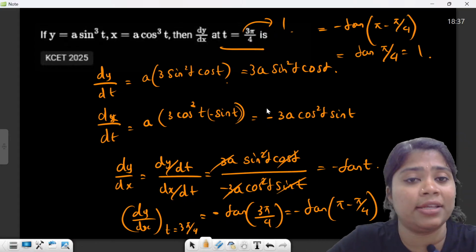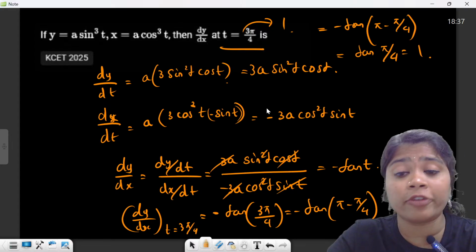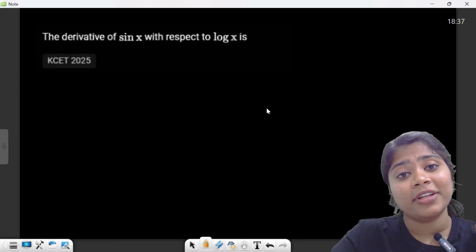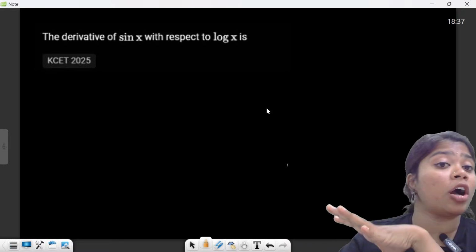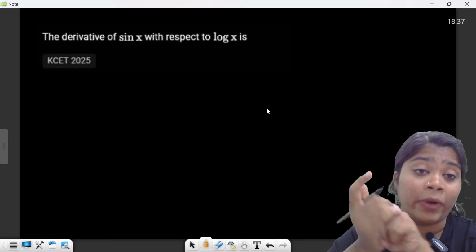So how easy is this? It hardly took 1 minute to solve. This is a 2025 question, right? So now you understood how easy it is. So look, this is also a KCET 2025 question.